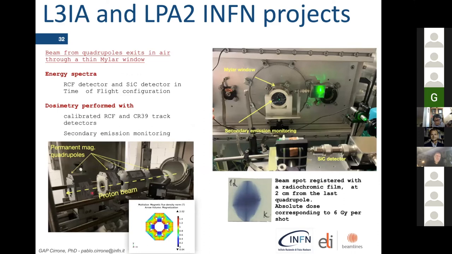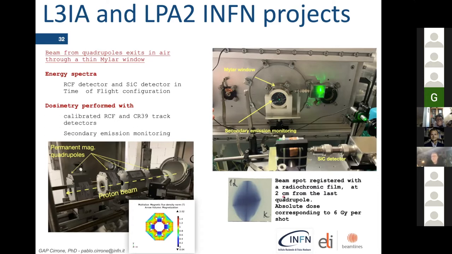For example, these are four quadrupoles. These quadrupoles were realized in the framework of the ELIMED experiment in 2013. And this is the dosimetric setup. This is inside the chamber, okay? So the laser arrived from this point, and then the proton beam traversed the quadrupoles and then reached this flange here, where the beam exits in air. And then we are able to observe it with different diagnostics that were realized in the framework of the LPA2 experiments. We observe the beam, and this, for example, is a typical beam that exits from the quadrupoles.